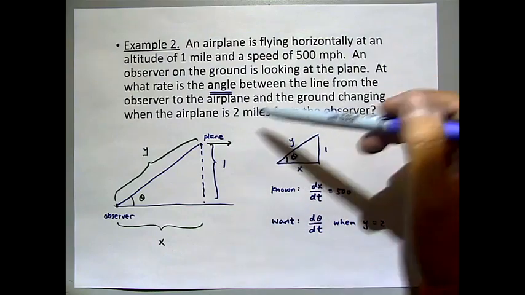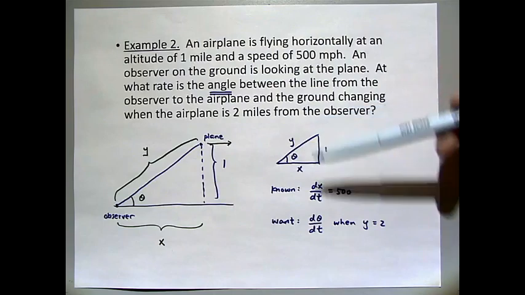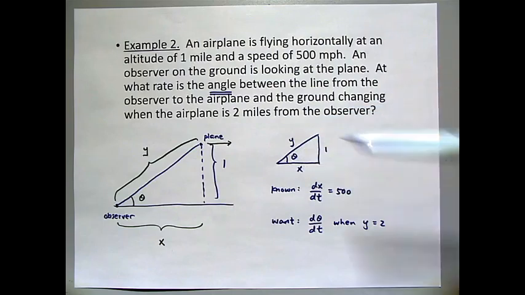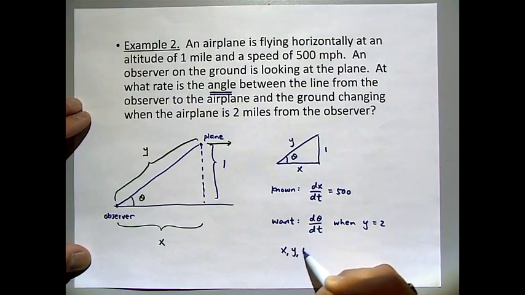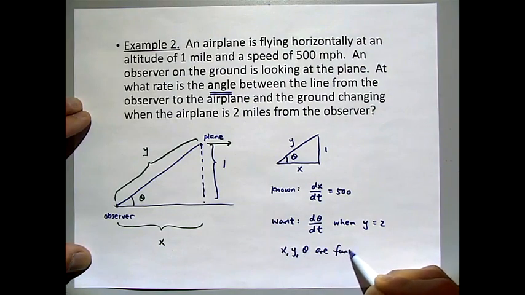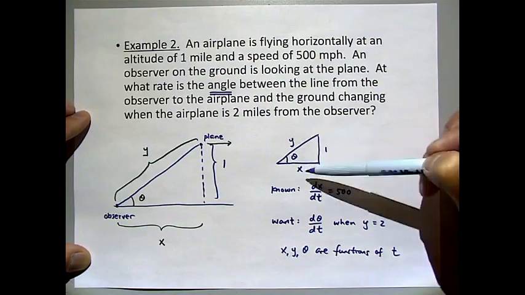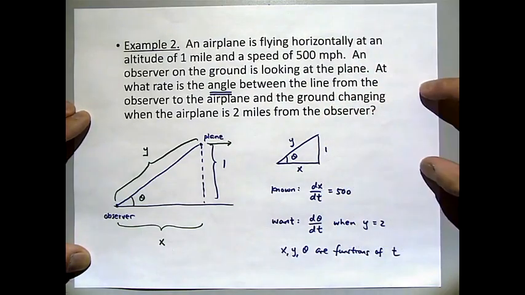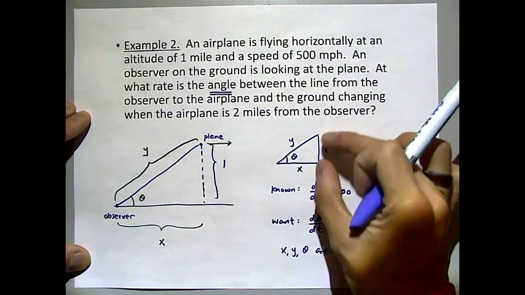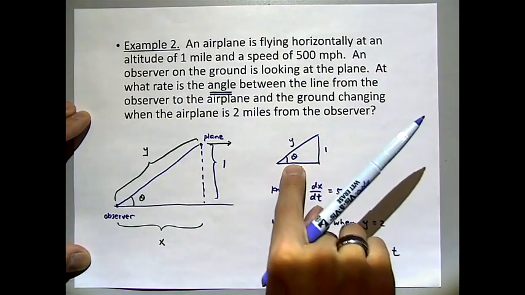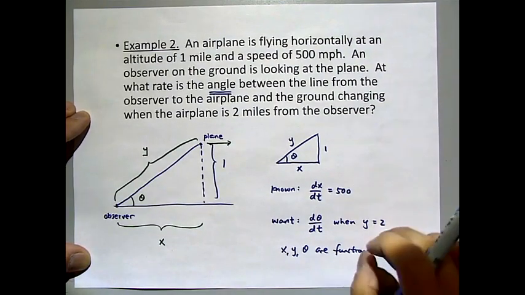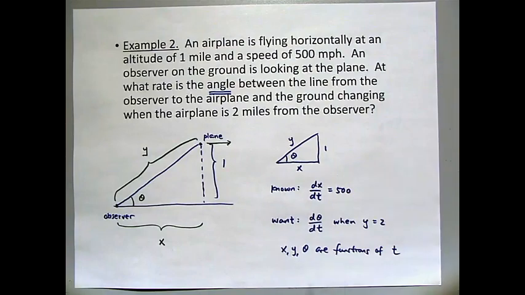All right, so now we got a simpler problem here. This triangle, x and y are both changing, and theta is also changing. x, y, theta are implicit functions of time, right? As time goes on, the only thing that's staying constant is that 1 mile, but x, y, and theta are always changing. As this is fixed, but x and y are both increasing, the angle will get smaller and smaller. When the airplane is very far away, it'll be practically at the same height as the horizon from the point of view of the observer.